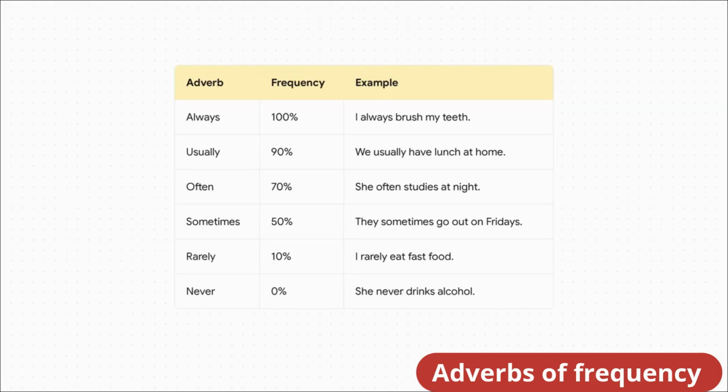And here is that scale. Think of it like this. Always is 100% of the time, no exceptions. And never is 0%, total zero. Everything else falls in between. Usually is way up there, maybe 90%. Often is strong too, maybe 70%. Sometimes is right down the middle, a classic 50-50. And rarely is way down at the bottom, like 10%. This chart is basically your cheat sheet for picking the most accurate word.